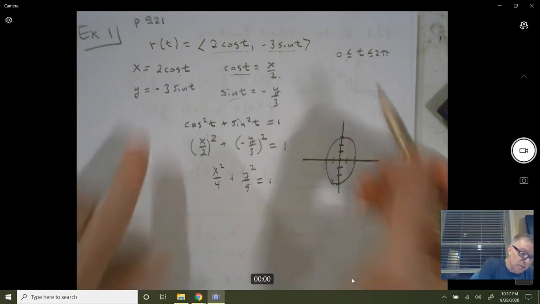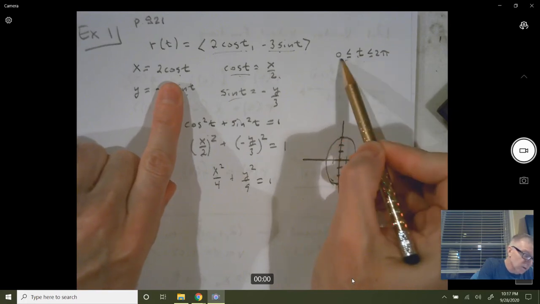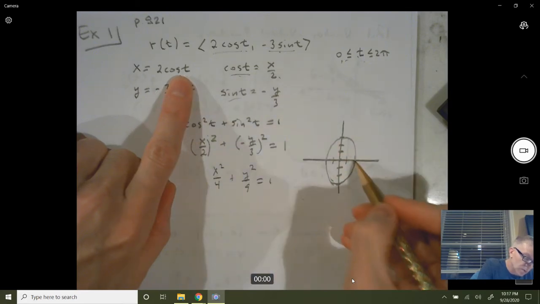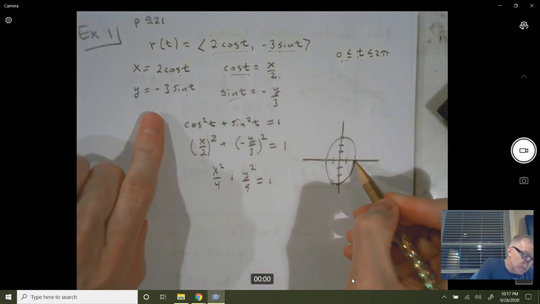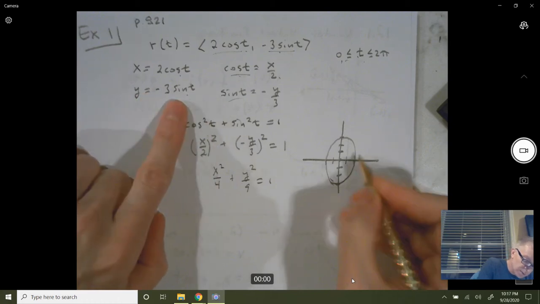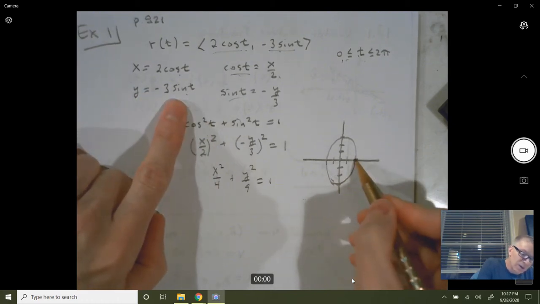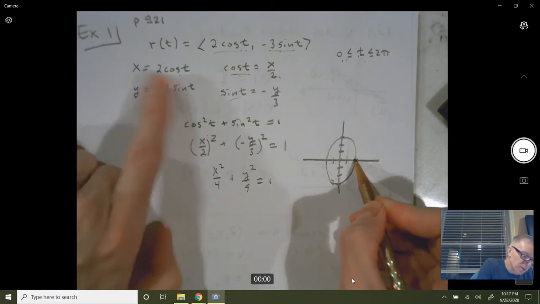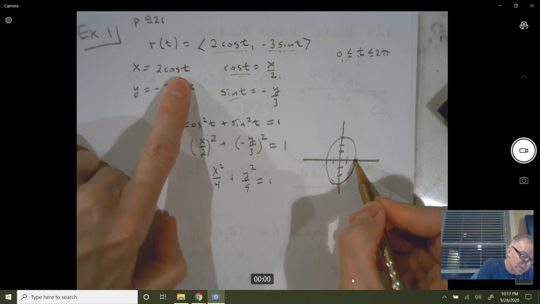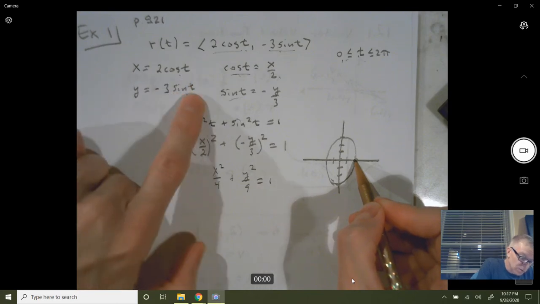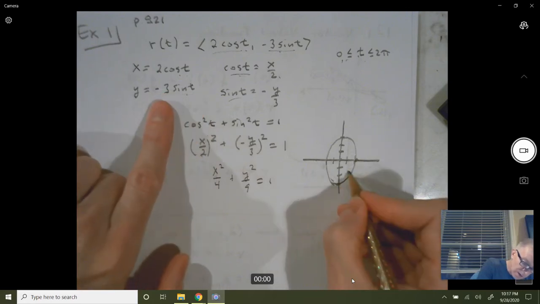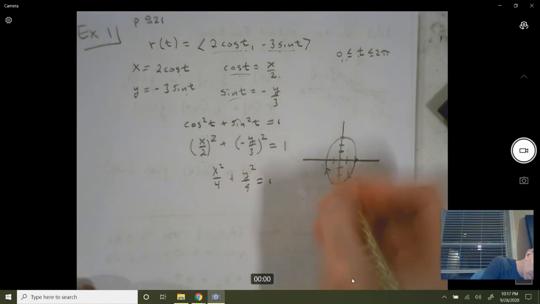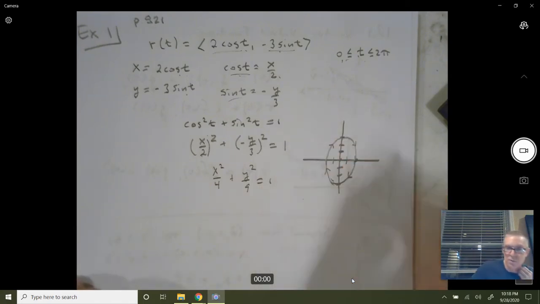So when t is 0, where are you? When t is 0, we start at the point 2 cosine of 0. Cosine of 0 is 1, so we're going to be at 2. And when t is 0, our y value is going to be 0. So we're starting here. Now what happens? Let's try when t is pi over 2. When t is pi over 2, we get 2 times cosine of pi over 2, so our x is going to be 0. Sine of pi over 2 is 1, so we're going to be this way. So our curve actually goes in this direction. So you always want to give the direction of your curve.